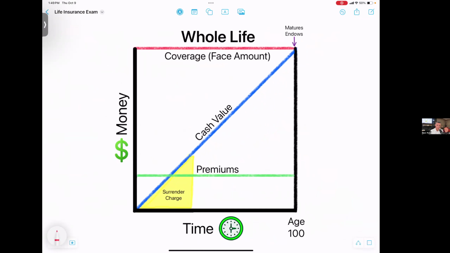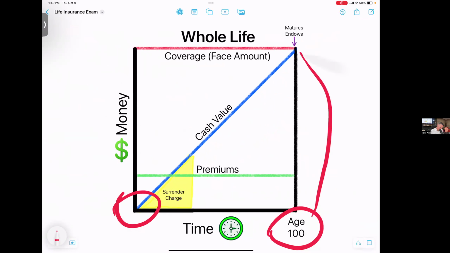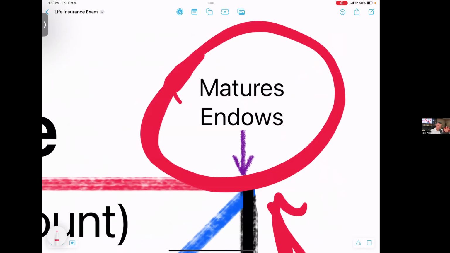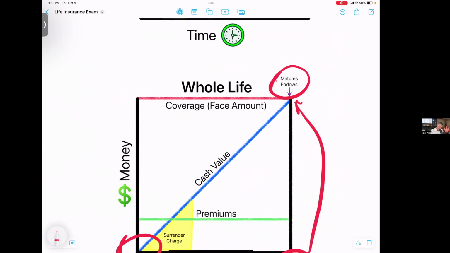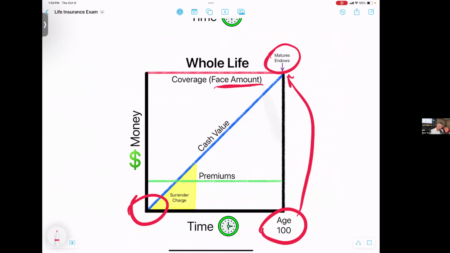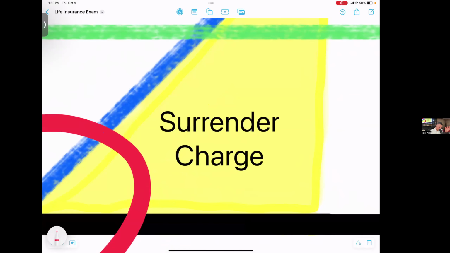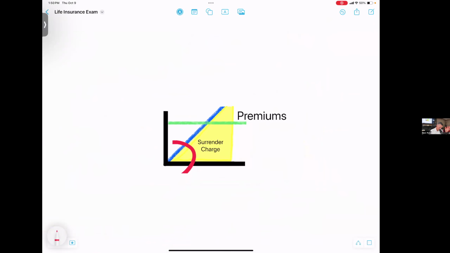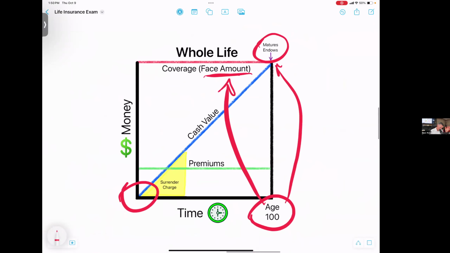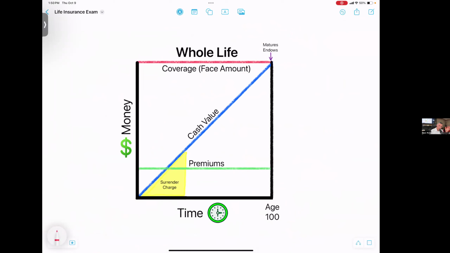And whole life works like this. It starts with zero cash value, and at age 100, it matures or endows, which is the same word. In the test they use them interchangeably. Matures or endows, and it equals the face amount at age 100. So at age 100, you get the face amount, and the policy cancels after age 100. But it also has a surrender charge in the early years. Got it? Any questions on whole life?